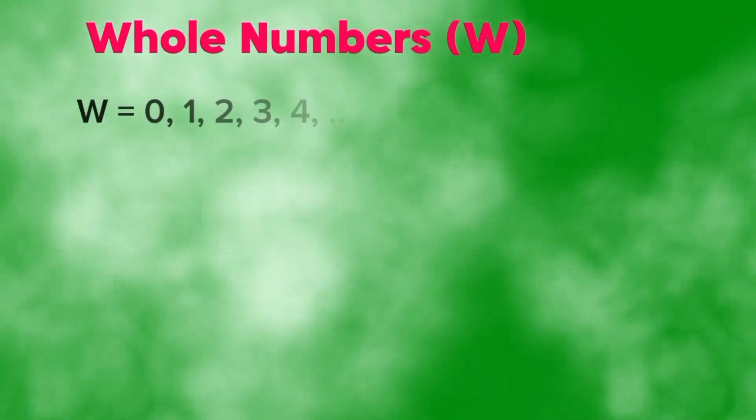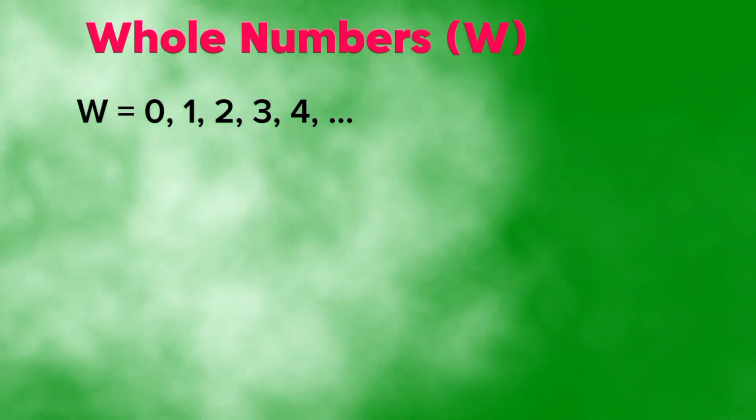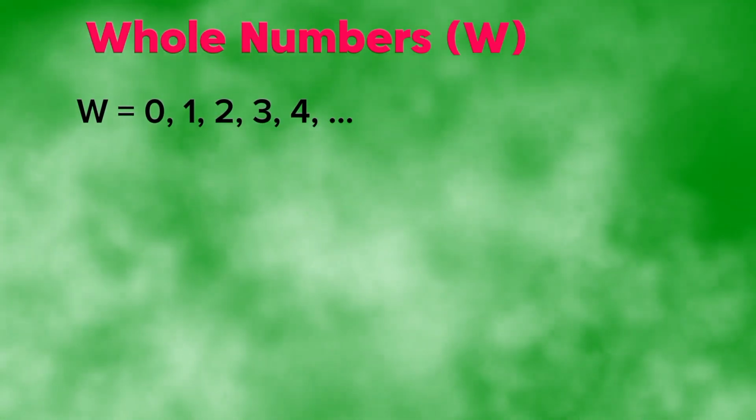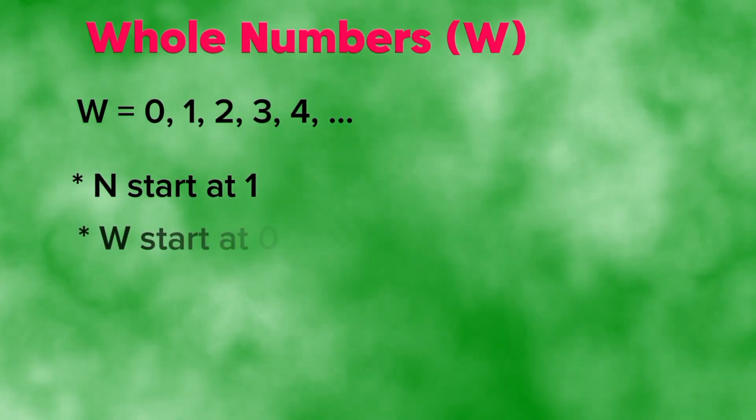Whole numbers. Whole numbers include every natural number plus 0. Symbol: W equals 0, 1, 2, 3, 4. Difference between natural and whole numbers: natural numbers start at 1. Whole numbers start at 0.